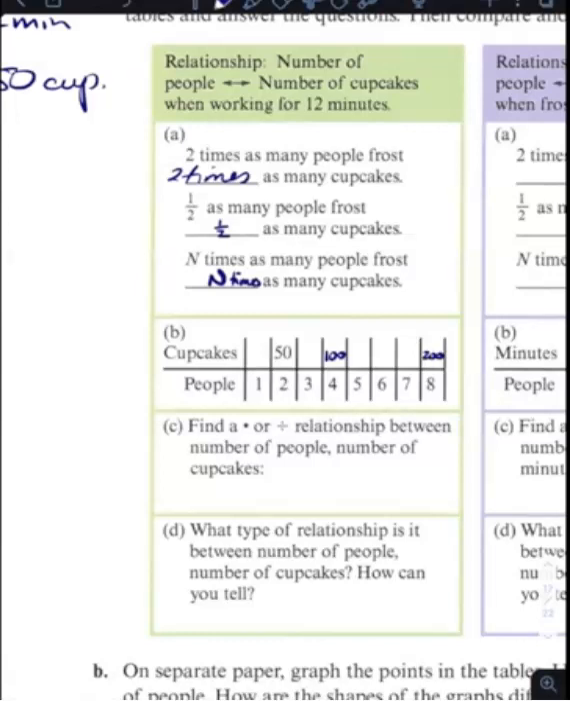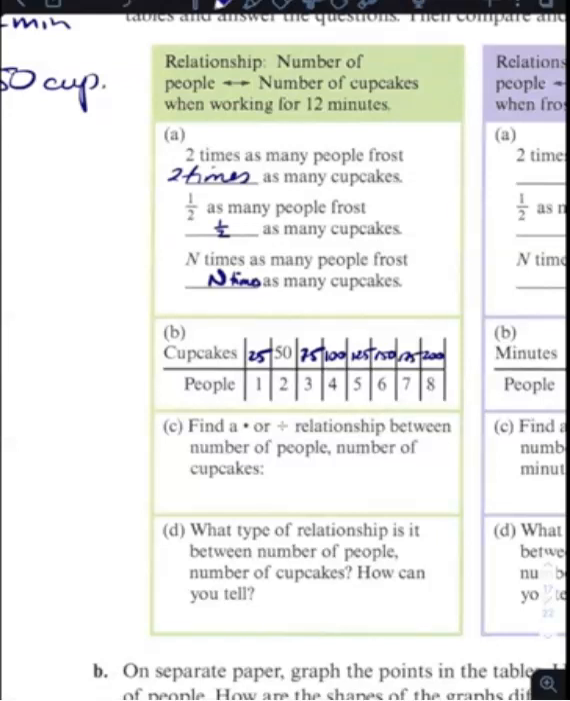But 1 person would only make 25 cupcakes. How about 3 people? Well, if each person makes 25 cupcakes, that would make sense that it's 75. And 5 people would be 125. 6 people would be 150. 7 people would be 175.